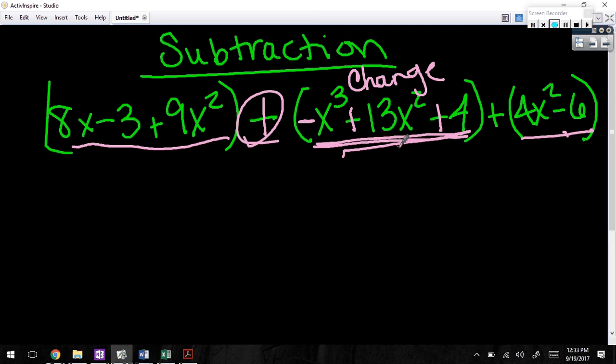To the third, right? Negative x to the third. Are there any others? No. Any other 3's? No. So I got negative x to the third. How about powers of 2?